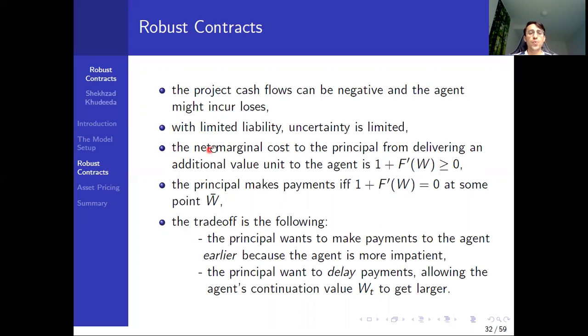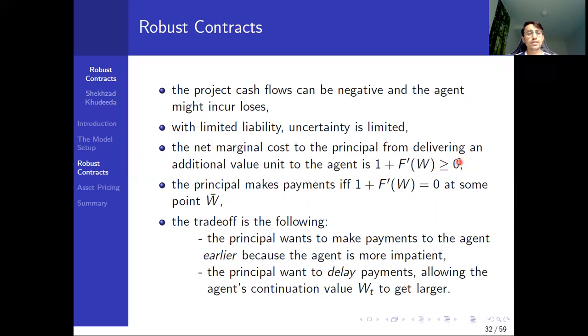And sixth, we define a new condition, what we call the net marginal cost to the principal from delivering additional value to the agent. It's 1 plus f prime of w, which is bigger than minus 1. So the principal makes payment if and only if this marginal cost condition is satisfied at the payout boundary w bar.